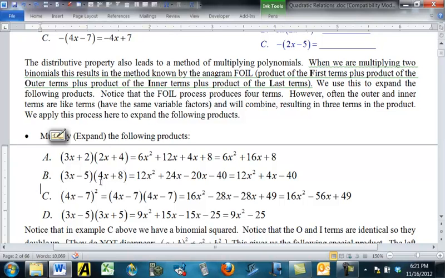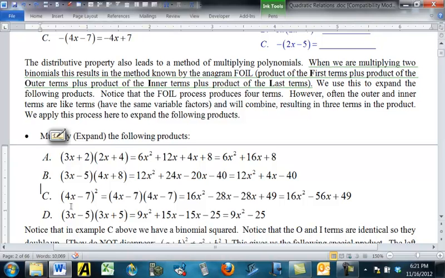(3x minus 5) times (4x plus 8). First, the F, 3x times 4x, 12x squared. The O, 3x times 8 is 24x. The I, negative 5 times 4x is negative 20x. And the L, negative 5 times 8 is negative 40. Combine like terms in the middle, you get 4x for the middle. So you get 4 terms, a quadrinomial, all the time, an F, O, I, and L, anytime you multiply two binomials. But oftentimes the middle terms will combine until you end up with a trinomial.